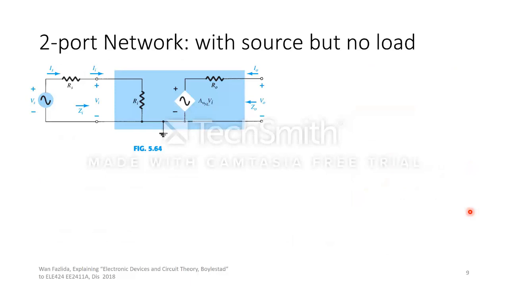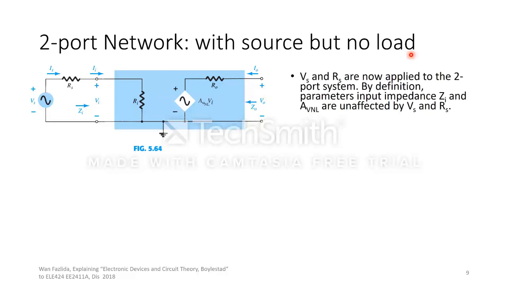Before we do with source and with load, we're going to do one with source but no load first. Here we have a connection with an input voltage source with a source resistance, but we consider the case where there is no load first. So VS and RS are now applied to the two-port system. By definition, the parameters input impedance Z in and AVNL are unaffected by VS and RS, because AVNL is V out over V in, and V in is taken at this point, and input impedance is seen from here.